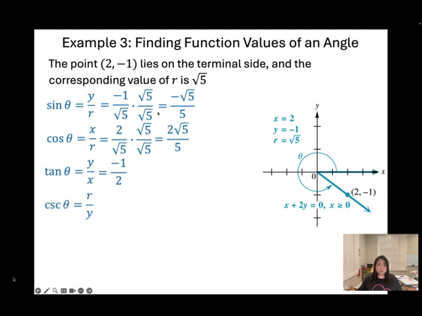Okay, cosecant. Cosecant, that will be the reciprocal of sine, right? But we don't want the reciprocal of this one, because when we take the reciprocal of these numbers, we're going to get 5 over negative square root of 5. So we need to rationalize one more time. So we're going to look at this one and find the reciprocal of this. So that will be negative square root of 5. Okay, secant, do the same thing. We're going to take the reciprocal of this number. So that will be square root 5 over 2. Cotangent, reciprocal of this one, that will be -2.